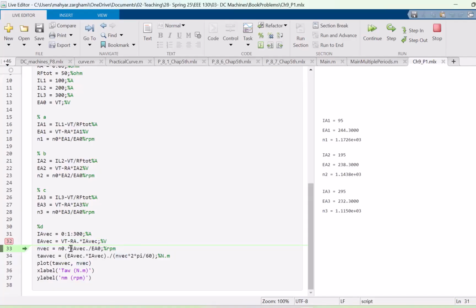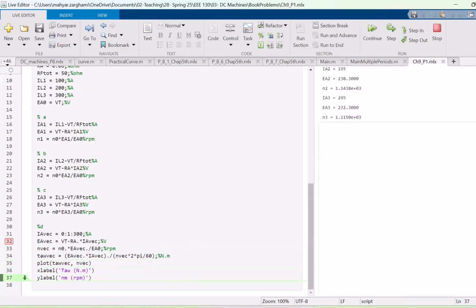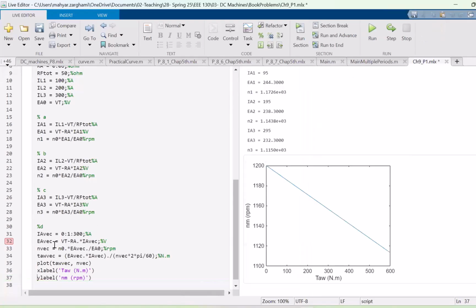N vector would be just this EA vector divided by EA0 times N0. That gives you the N vector, n at all of those points. And then based off of that, your tau would be found. Again, element-wise calculations. And then finally, you can plot tau versus n vector, which here it is. Right? So this is basically the plot.